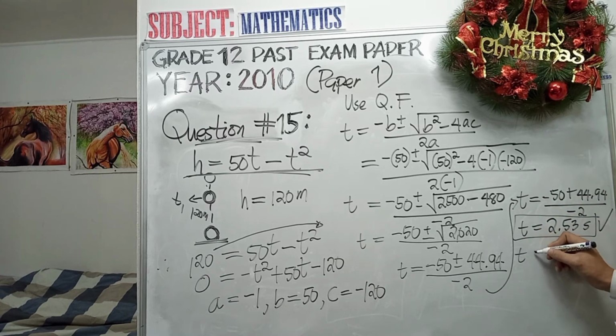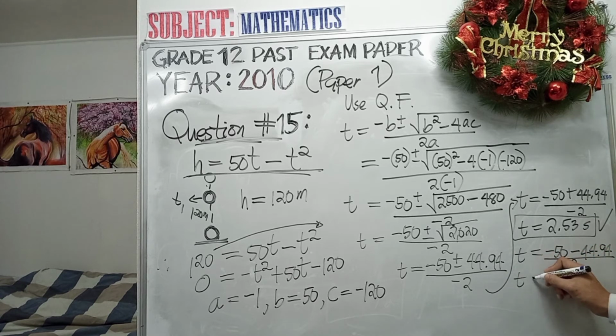The second one is t is equal to negative 50 minus 44.94 divided by negative 2. So the second time value is, press the calculator, negative 50 minus 44.94 equals, divided by negative 2. So the answer is 47.47.